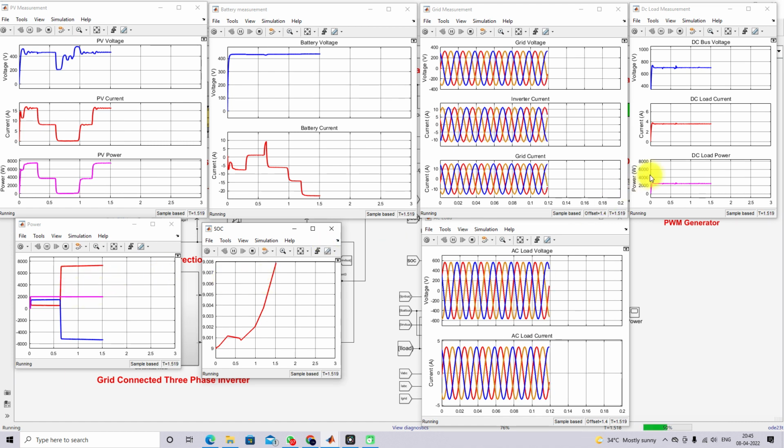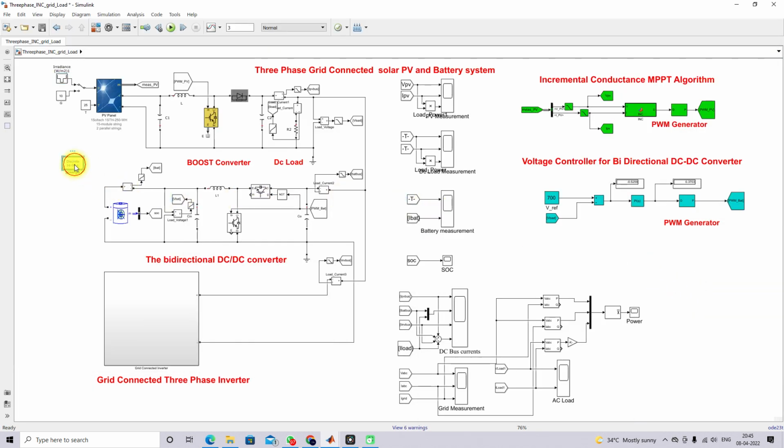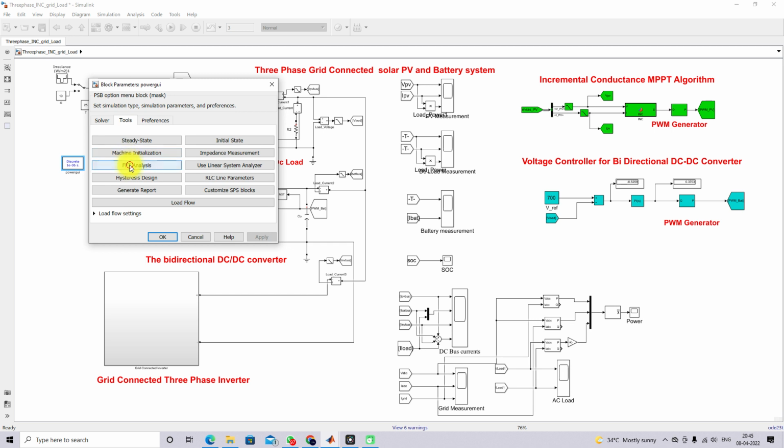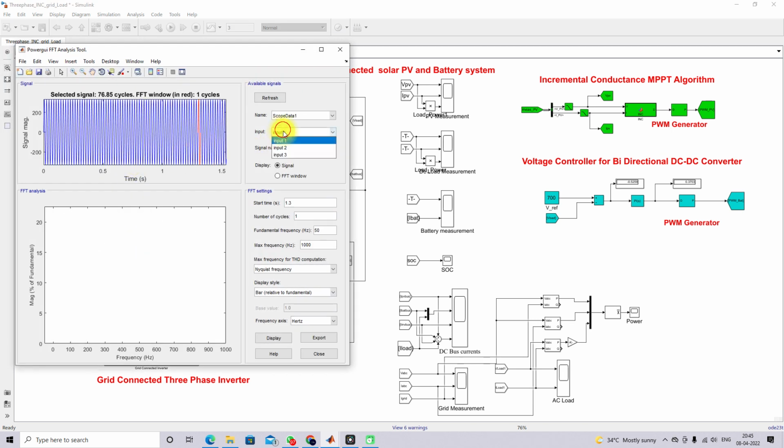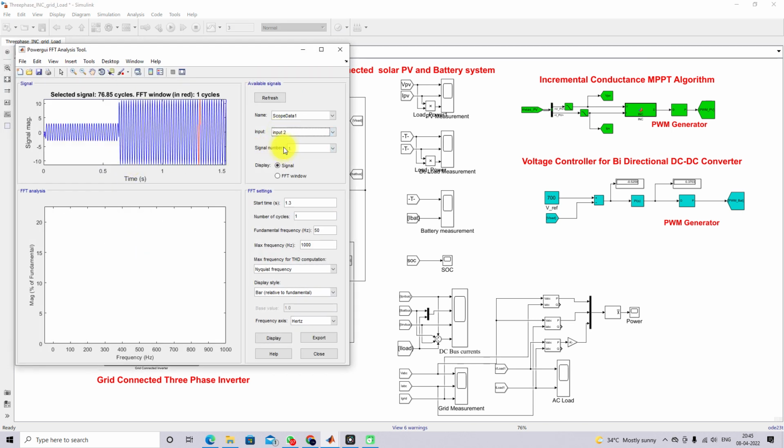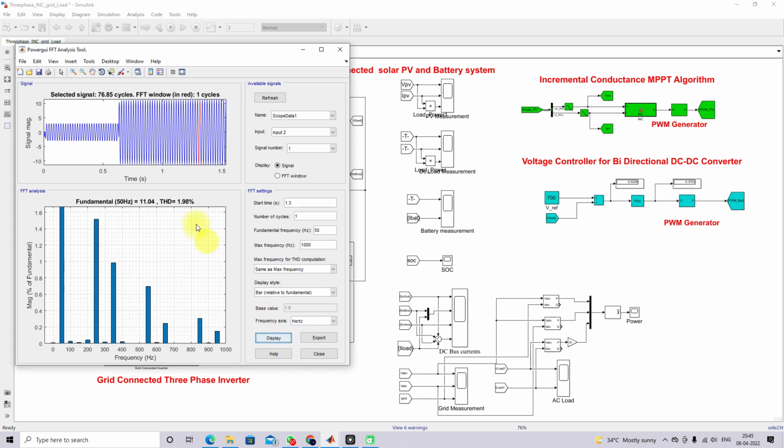Now we have to check the THD of the grid current, or inverter current. For that I am going to open the FFT analysis and use input 2. I am going to check the THD while power is taken from the grid. The THD is around 1.98 percent.